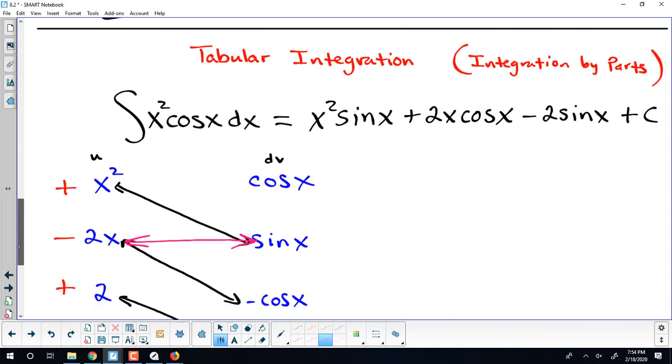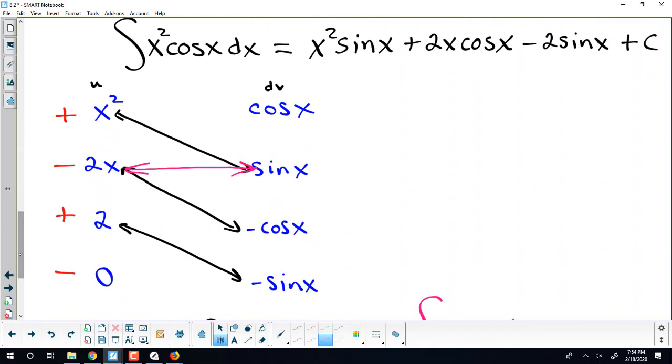So we'll look at a couple more like this too. I don't care if you use tabular integration versus integration by parts, it's the same thing. It's just a little more efficient that way, especially if you have to do it multiple times. All right, any questions about that?